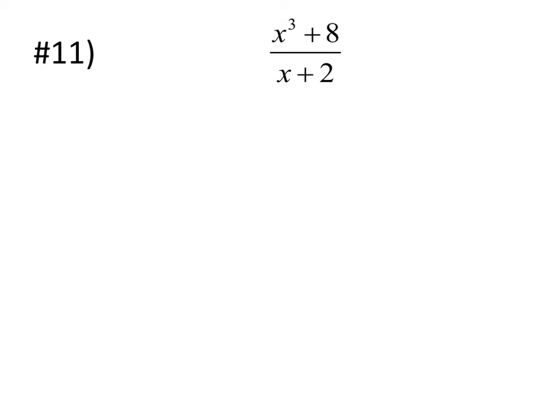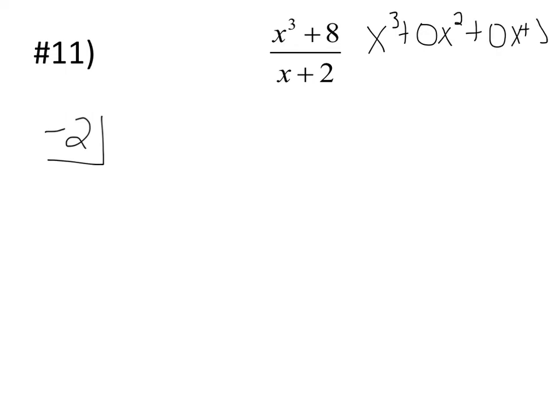Okay, so we can also use synthetic here. Remember, you use the opposite sign of what you're dividing by, so it's going to be negative 2 instead of positive 2. And this is, it goes 3, 0. So you need to rewrite it. X cubed plus 0x squared plus 0x plus 8. You need 2 placeholders there. So now let's list those coefficients. 1, 0, 0, and 8.